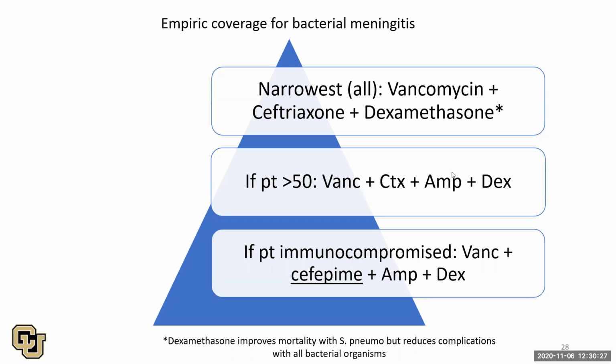And then a further step up is in immunocompromised patients, in whom instead of doing ceftriaxone, you're going to do cefepime because you're going to broaden your coverage to include pseudomonal coverage as well. And so the broadest coverage you can do for bacterial meningitis is this last category here. But remember that when you have bacterial meningitis, giving dexamethasone early on, especially in strep pneumo, can save lives.